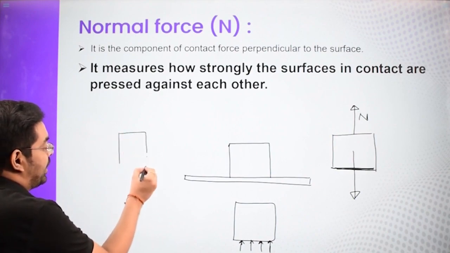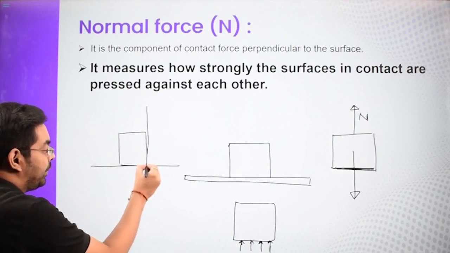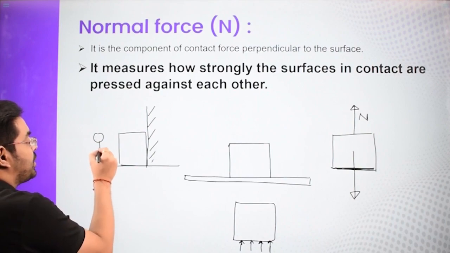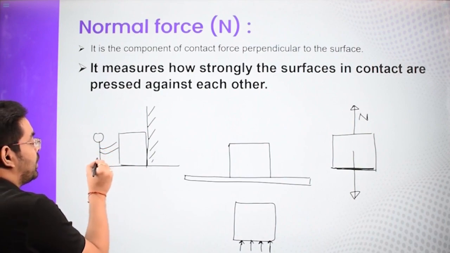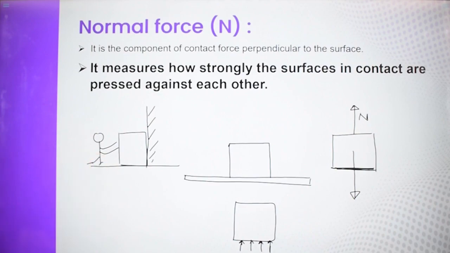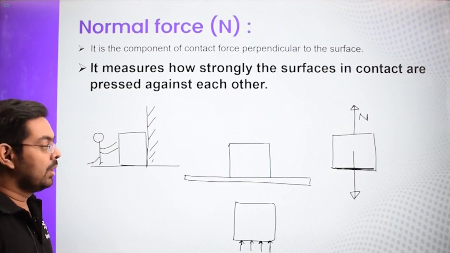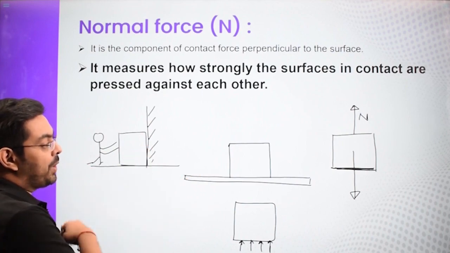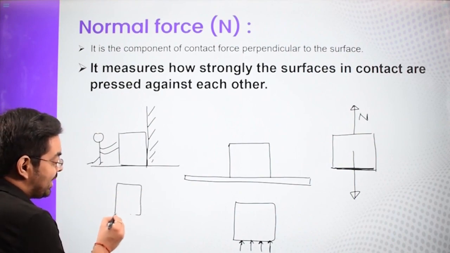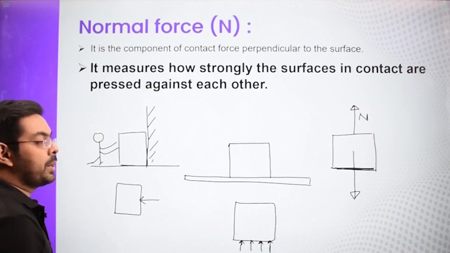Suppose there is a block, ठीक है, और यहां पे एक wall है, and there is a person who is trying to push, ठीक है, this block towards the wall. So this block cannot move forward. Why is that? Because the wall is stopping it from moving further. तो ऐसा क्यों हो रहा है? Because wall is applying a force on this block perpendicular to its surface.